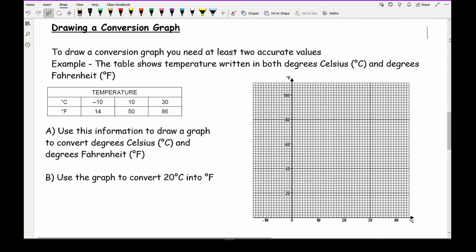So now let's have a look at drawing a conversion graph. The important thing to remember is that in order for you to draw a conversion graph, which is usually and often a straight line graph, you need at least 2 accurate values that we can use as coordinates.